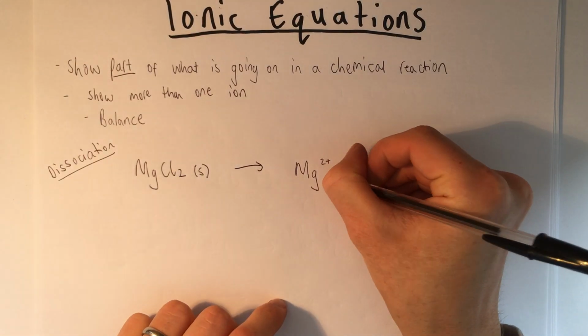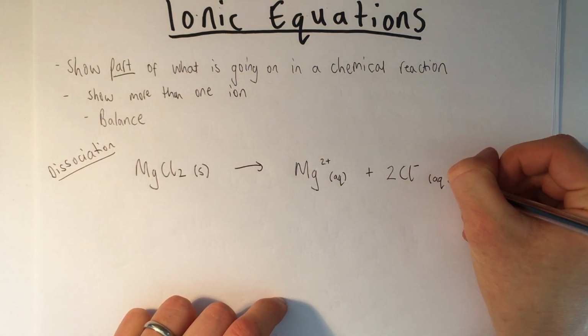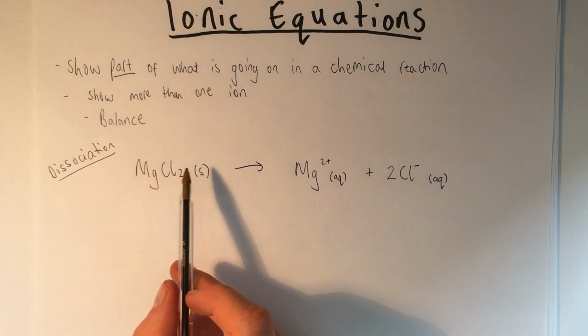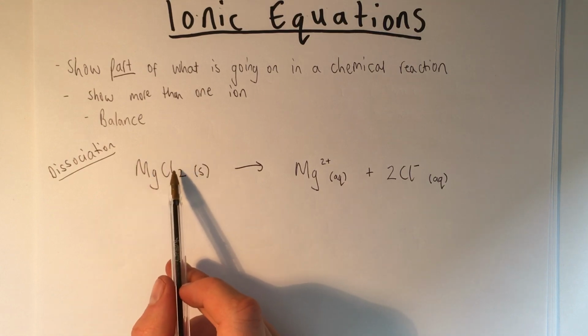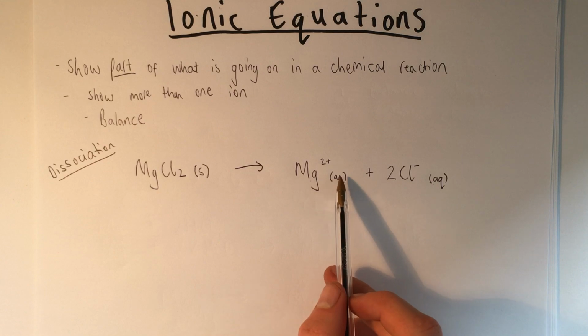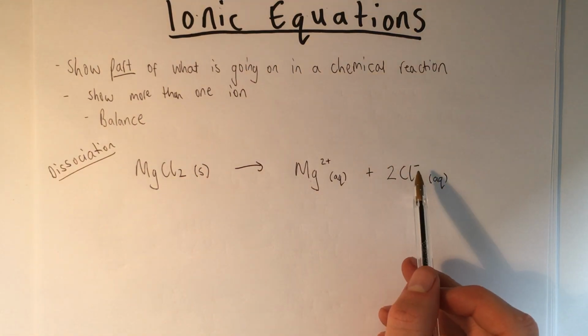I'm just going to add a state symbol. Because it's now dissolved in water, the state symbol we add is a little aq in brackets, aqueous, dissolved in water. So that's a dissociation. We start with the ionic compound and it breaks into its different ions. That's an ionic equation because it shows the charges of the different ions.